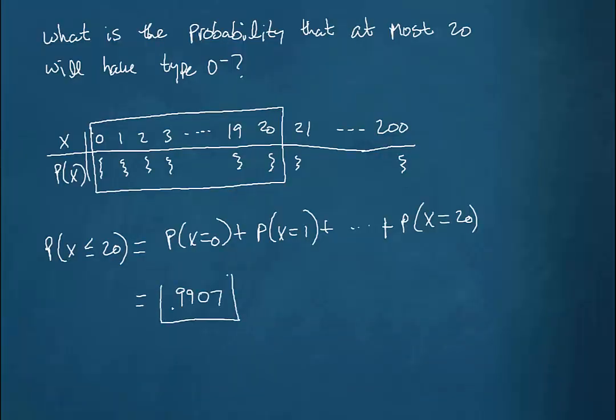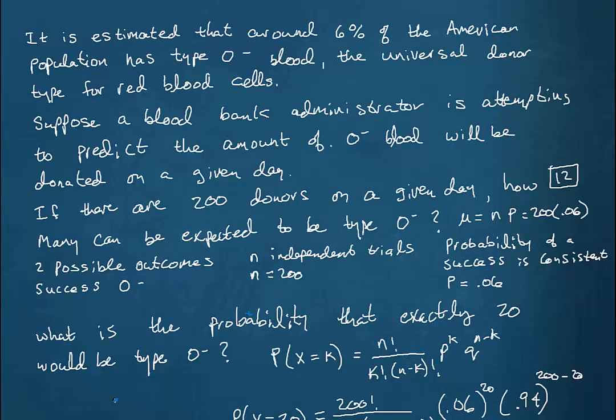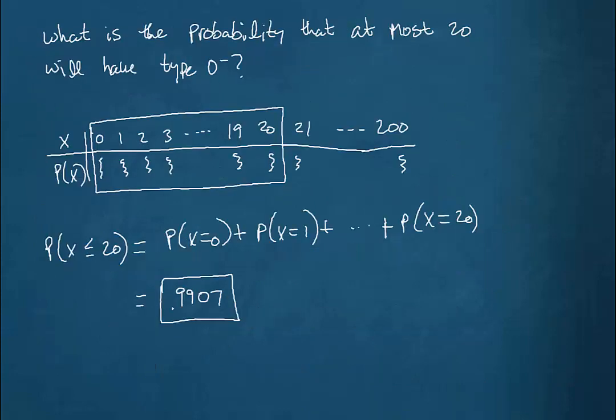Now does this probability make sense? That is very close to 1 and doesn't leave much room for anything else. But if we think about this, that mean was 12. When we calculated this mean for how many should have type O negative blood when 200 walk in, it was 12, which is down in this region down here. So we should have most of the probability of this distribution down in this region.